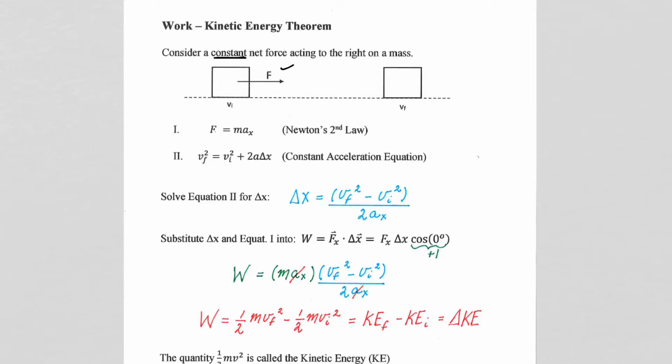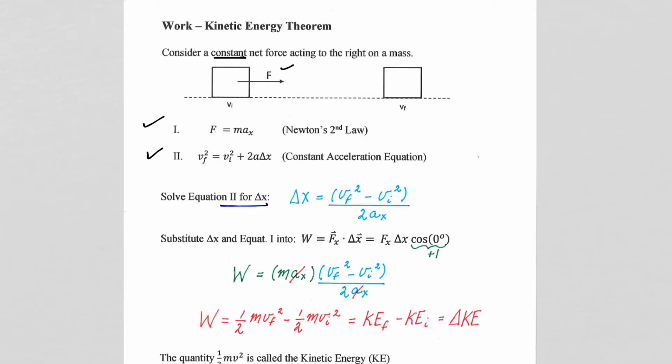And if that force is acting on a mass, Newton's second law certainly applies. So that's my Roman numeral equation 1 here, F equals ma. If it's a constant force, then we can apply the constant acceleration equations, and that's my Roman numeral equation 2. So to see our derivation and how the kinetic energy for an object is defined, we are going to take equation Roman numeral 2 and solve it for delta x.